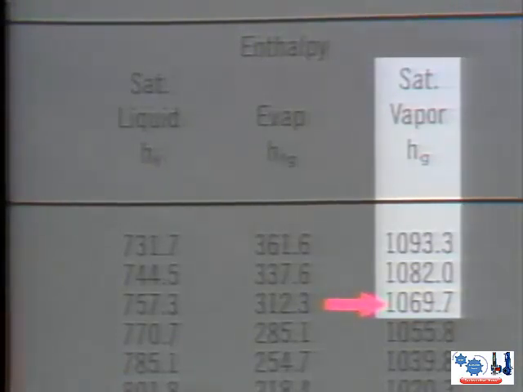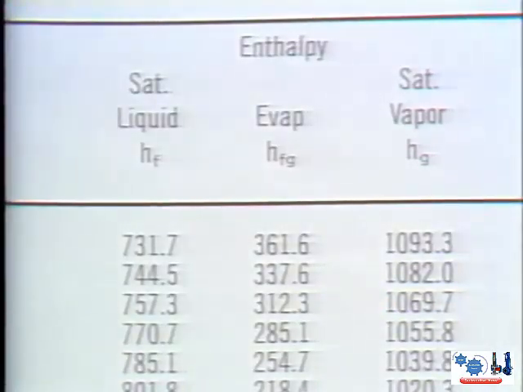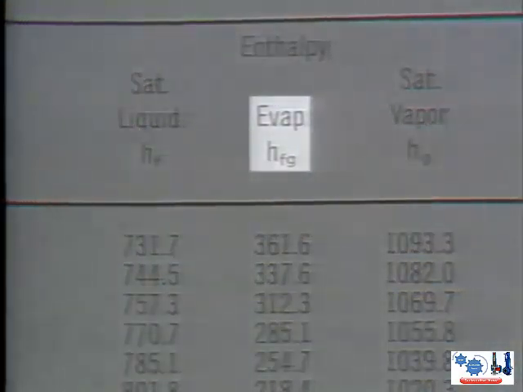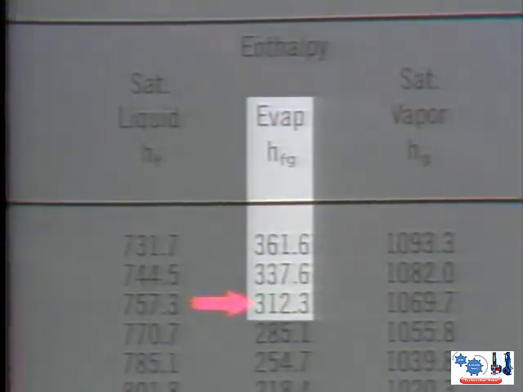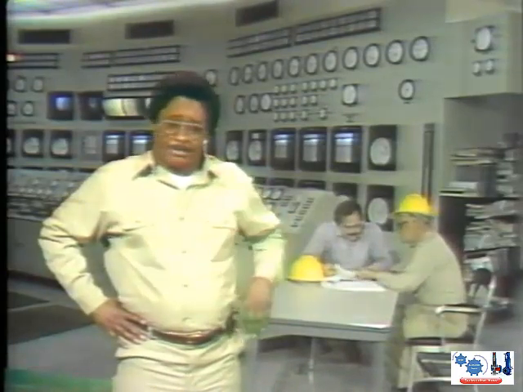1069.7 BTUs per pound. And if we need to know the amount of heat needed to change saturated water completely into saturated steam, the latent heat of vaporization, we check the column headed evaporation H sub FG and find that we need 312.3 BTUs per pound. If you take the time to actually calculate the difference between H sub F and H sub G, you'll find that the value determined this way doesn't exactly equal 312.3 BTUs per pound.